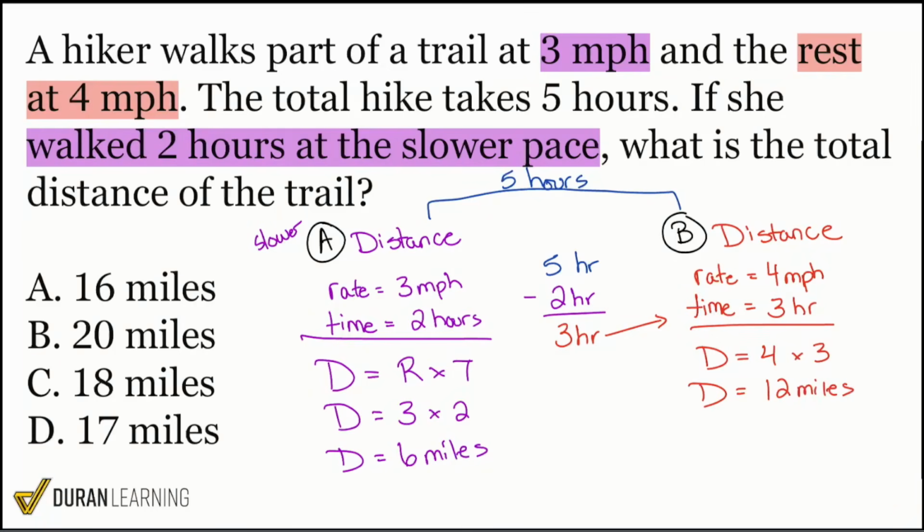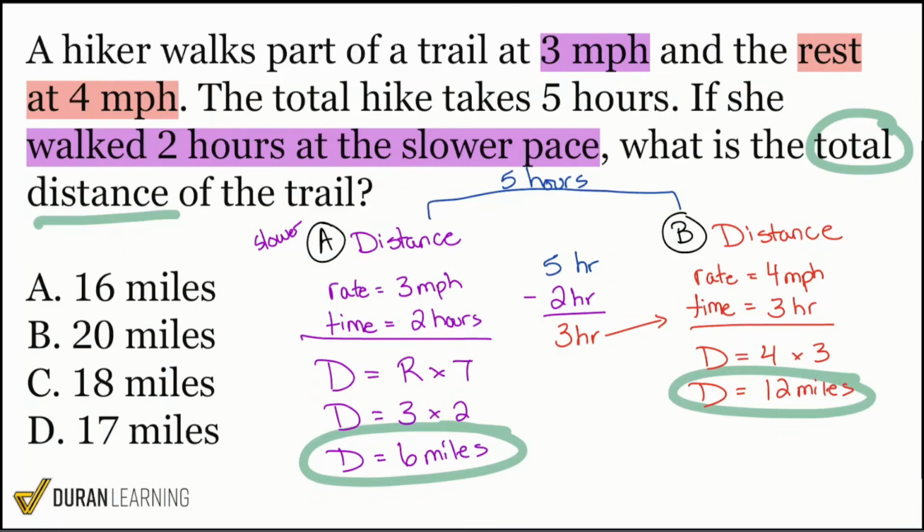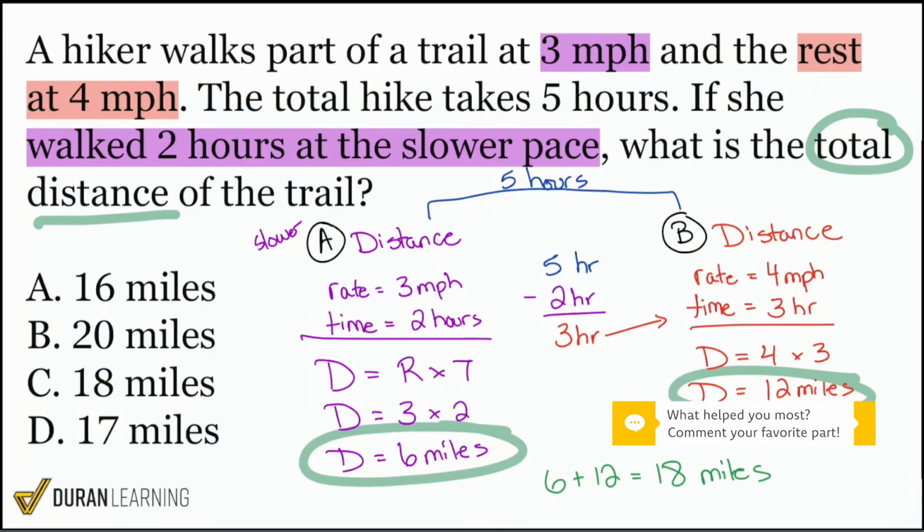And now we can figure out our final answer, because like we said, to get the total distance, we're going to add our distances together. And there we are. 6 miles plus 12 miles gives us 18 miles. And that, my friends, is what makes the correct answer here. Answer choice C, 18 miles.